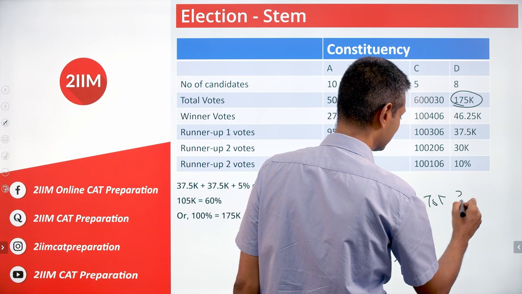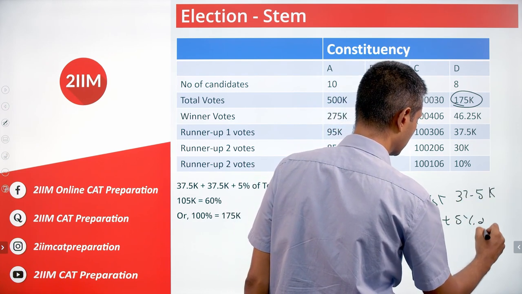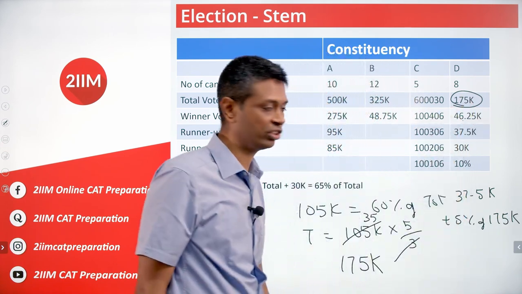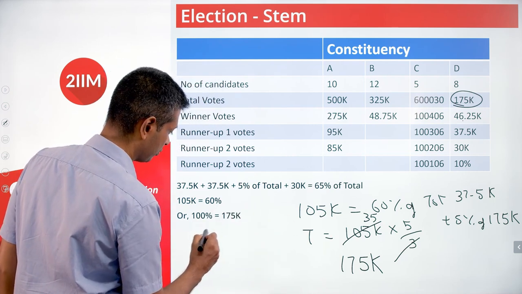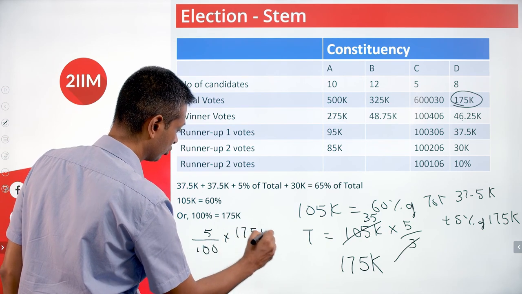So 37.5k plus 5% of 175k is what the winner gets, which is 46.25k. 5% of 175k is 5 by 100 into 175,000.